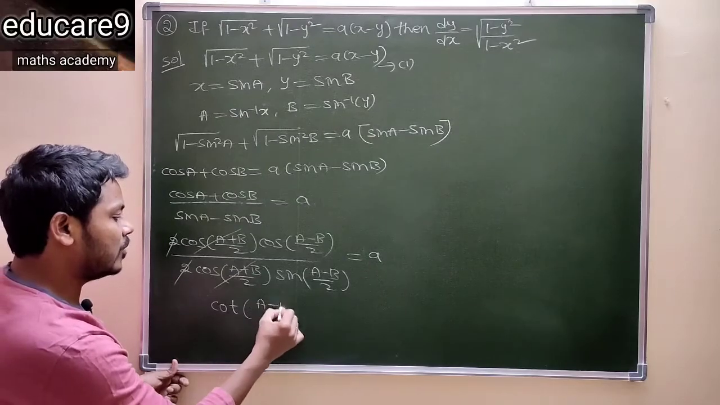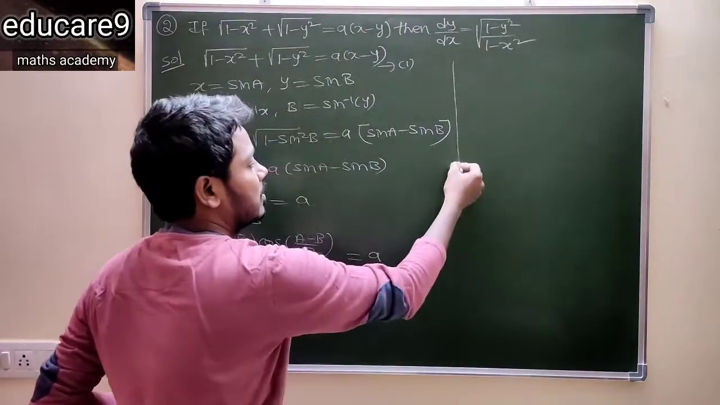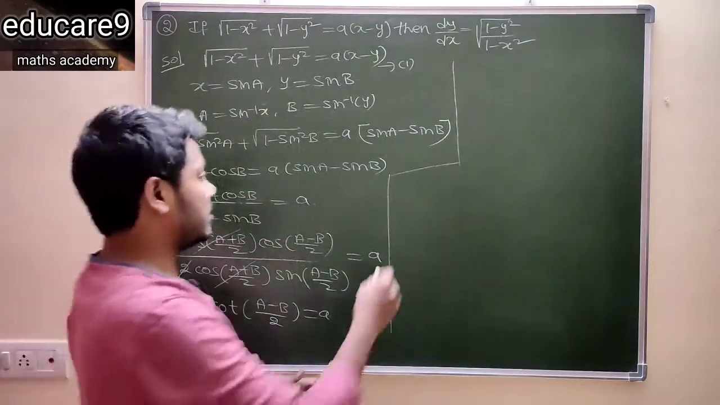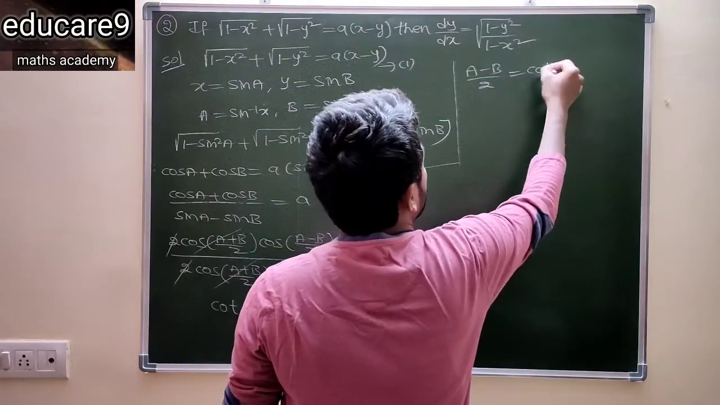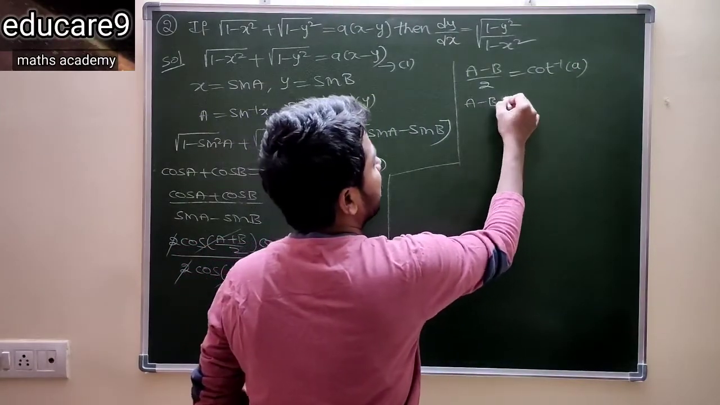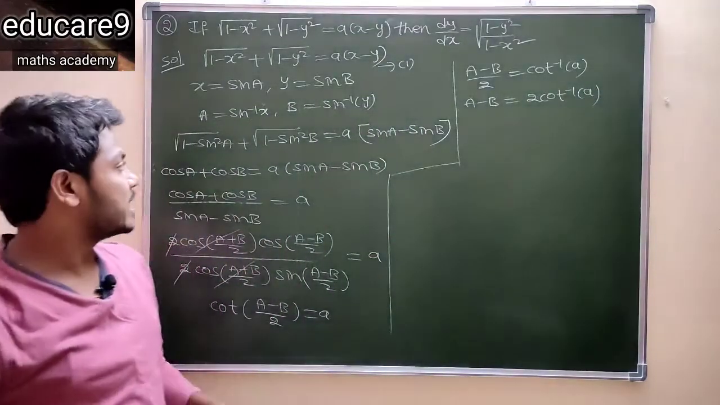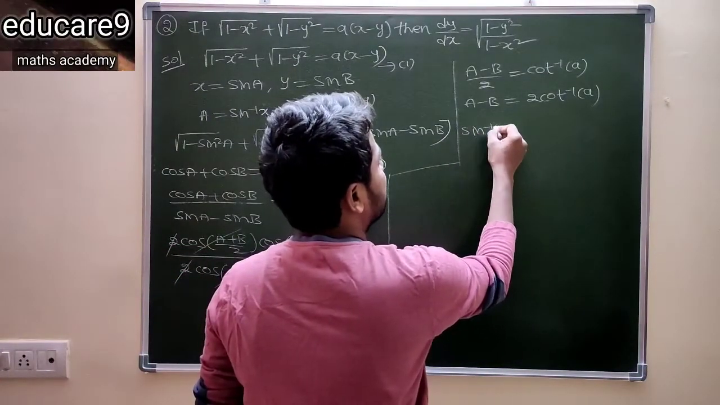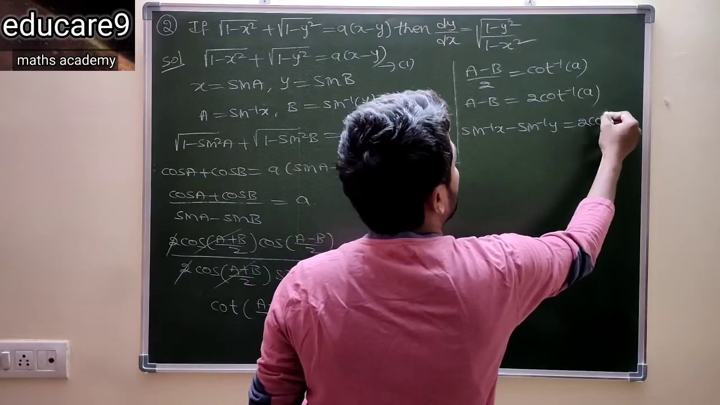Cot of (a minus b) by 2 is equal to small a. Okay, now sending cot to the right side, (a minus b) by 2 is equal to cot inverse a. Again, what is the a minus b value? 2 cot inverse a. So what is the a value? Sin inverse x. So right here, sin inverse x minus sin inverse y is equal to 2 cot inverse a.